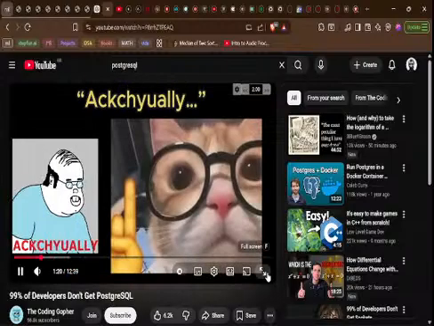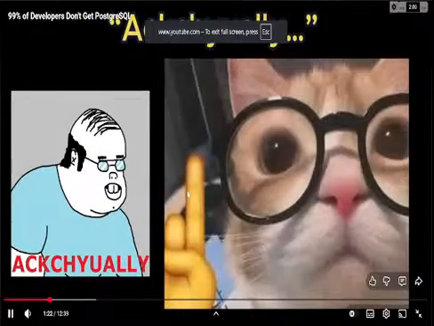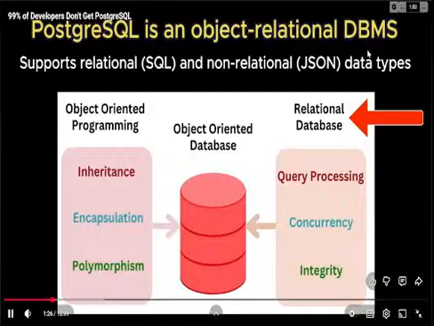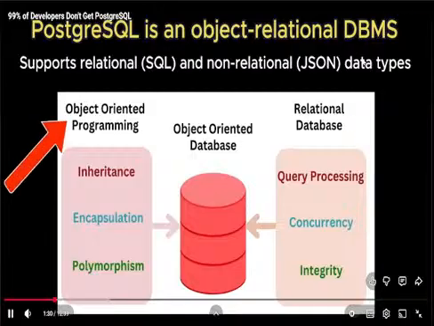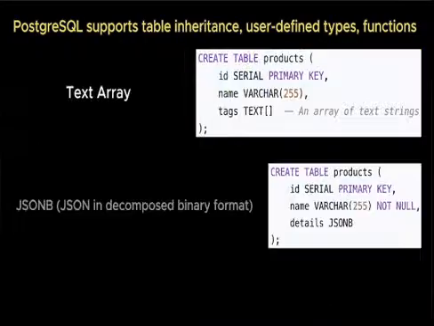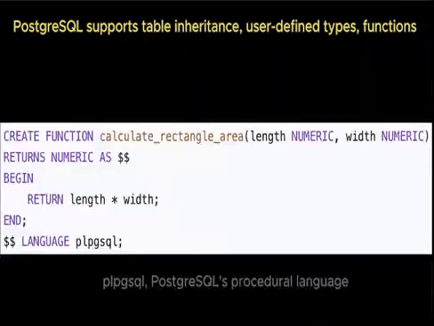But actually, PostgreSQL is an object relational database. This means it combines traditional relational database features like tables, rows, foreign keys with object-oriented concepts like custom data types, functions, and inheritance. You can define complex types, store arrays, JSON, or geometric objects, and even attach methods or operators to them.